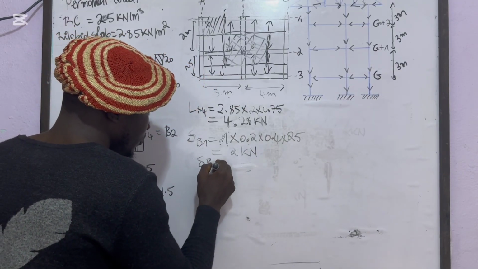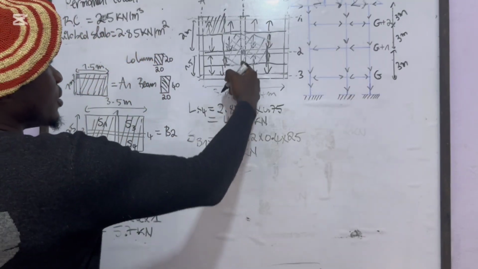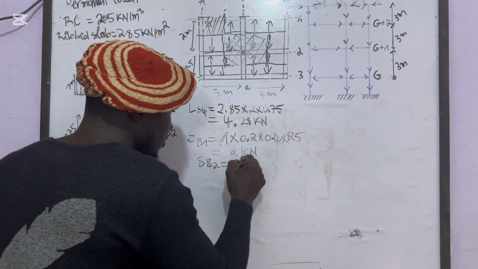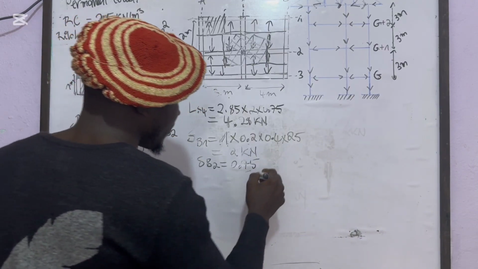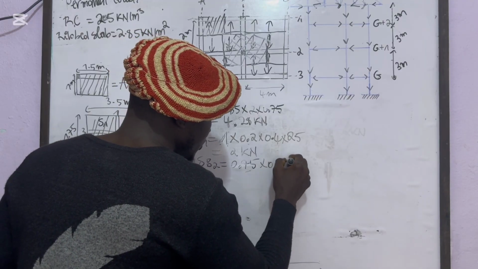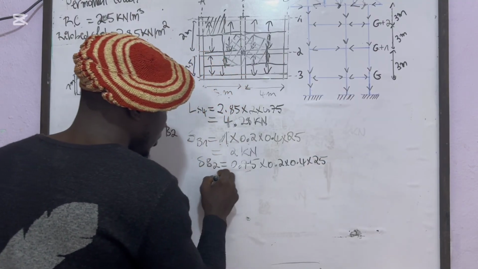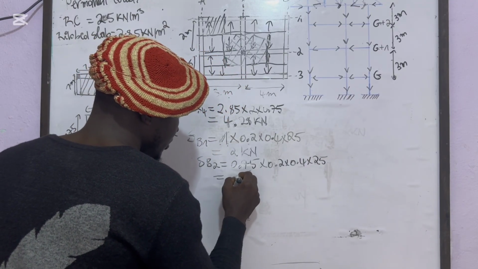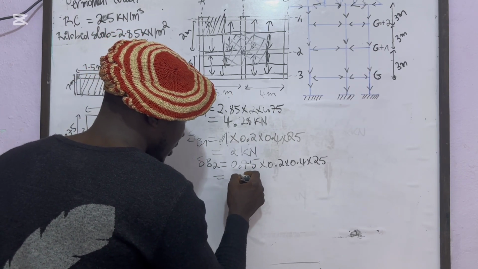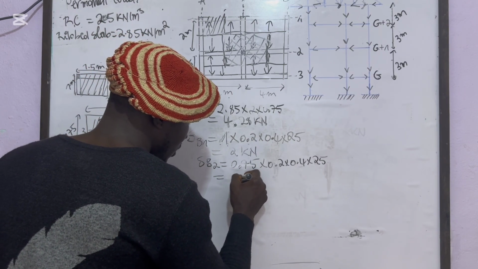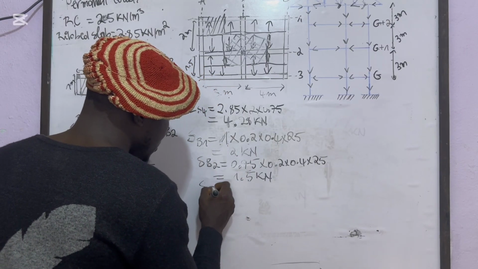So the self-weight of beam 2 will give us what? Beam 2 is down here, so the length of beam 2 is 0.75, half of the span of 1.5 meter, times the same cross section 0.2 by 0.4, times 25, the self-weight of reinforced concrete. Since the only thing changing between the two is the length, it gives us 1.5 kilonewton. That's mental calculation for SB2.